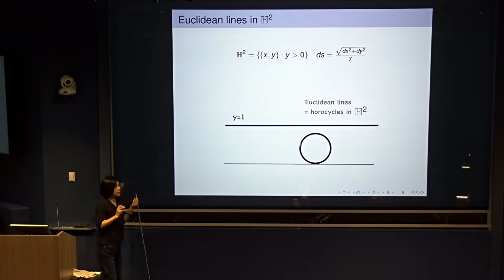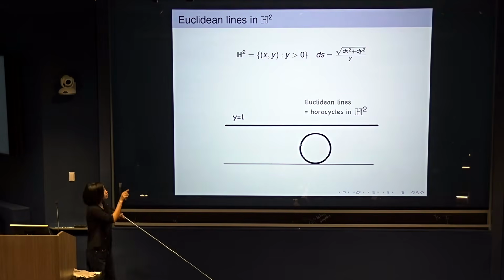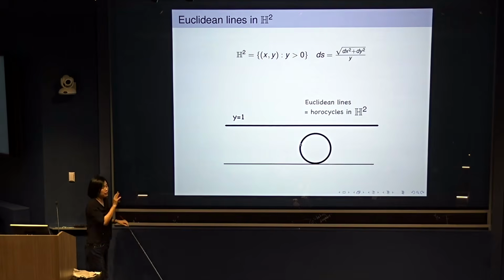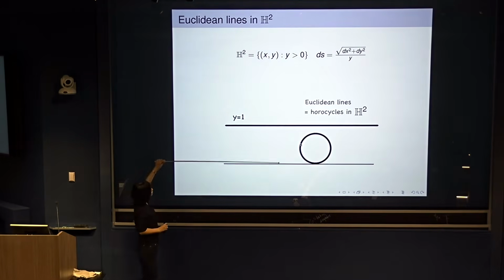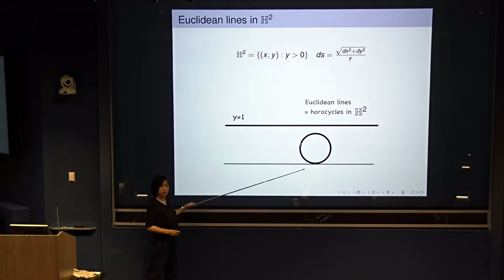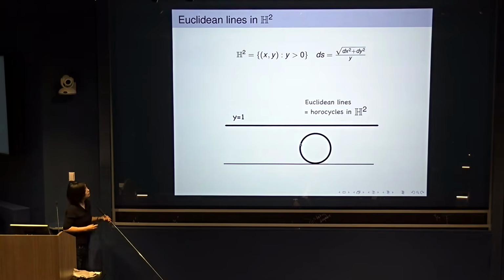But in geometric space, all the objects which are isometric to each other should be given the same name. Okay? So not only is this a Euclidean line, but all of its isometric images under the action of the isometry group PSL2R should also be called Euclidean lines. Okay? And what are the isometric images of this horizontal line? They are either another horizontal line, but possibly with a different height, or a circle which is tangent to the boundary. Okay? So these are Euclidean lines in the hyperbolic plane.